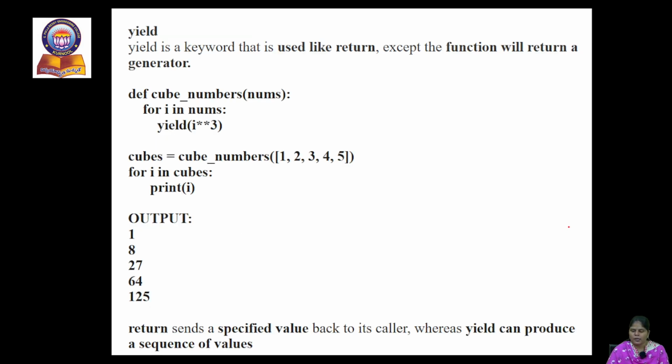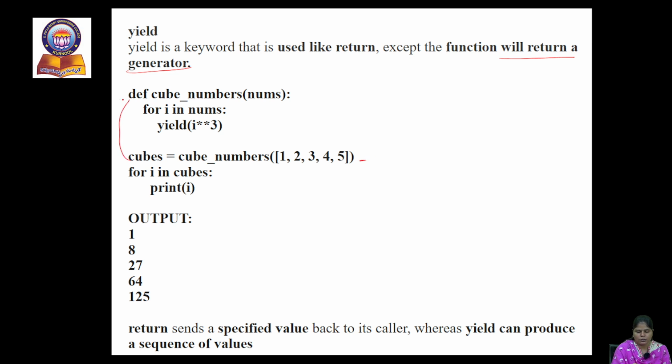Next, coming to yield, which will return a generator. That means a bulk of statements can be returned using yield. The return statement will return only one value, whereas yield will return multiple values. So here the definition of the function is cube_numbers. I want to pass a list of numbers, and for each number it has to print the cube, right? So cubes equals cube_numbers of num. This is a function call.